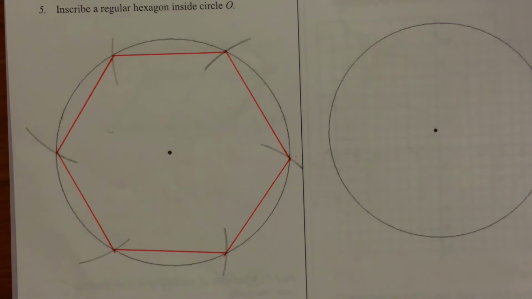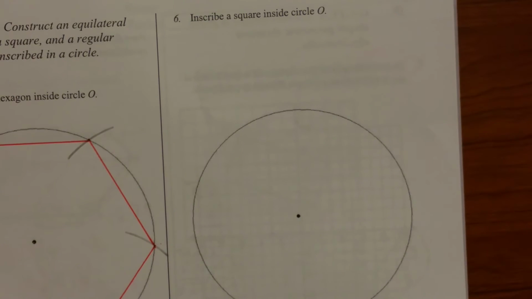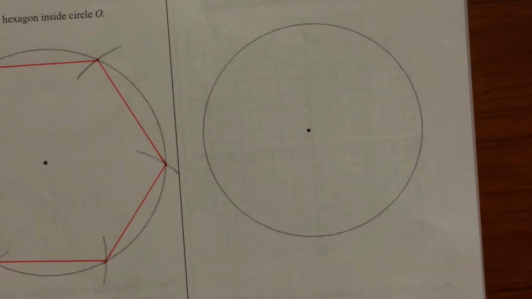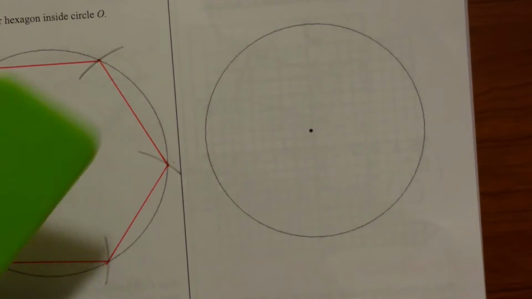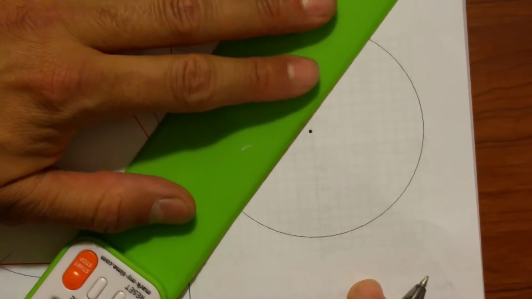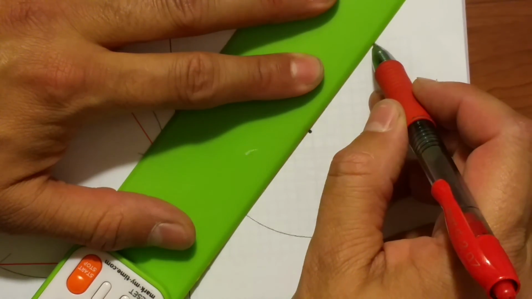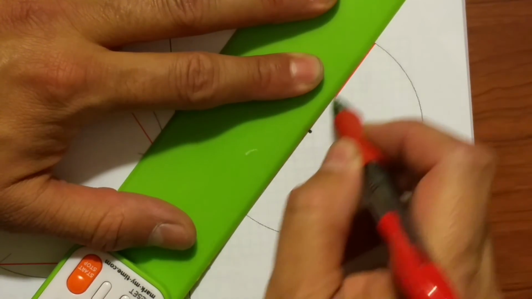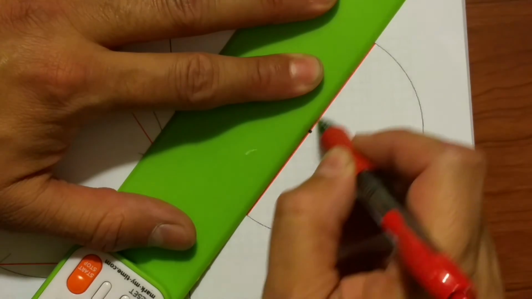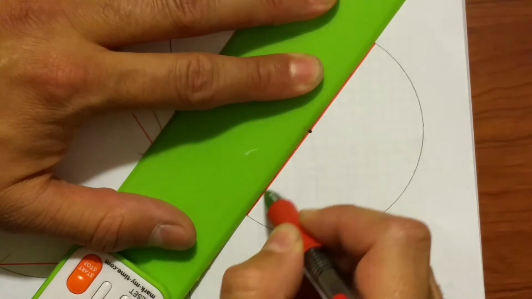Yay! Regular hexagon. Now, number 6 said inscribe a square in the circle. I know everyone paid attention when we did this the first time, so I'm going to go kind of quick on this. First thing I'm going to do, I'm going to draw a diameter. A diameter could be any direction as long as it goes through the center and it connects both sides of the circle.